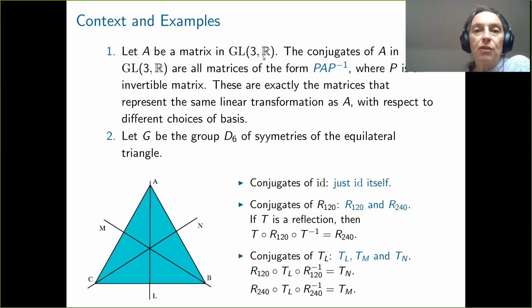So in the case of GL3R, there's a geometric interpretation of this concept of conjugacy. Two matrices are conjugate to each other if they represent the same linear transformation with respect to different choices of basis. So what they do geometrically to R3 as linear transformations is the same thing, just with respect to different choices of basis. So that's a more geometric, or at least more concrete, definition of the notion of conjugacy for 3x3 matrices and for square matrices generally.